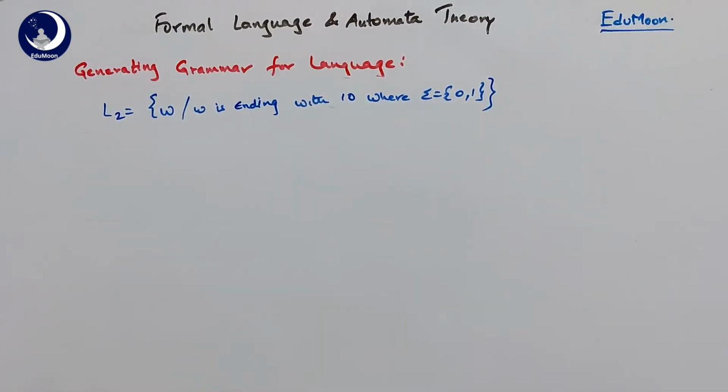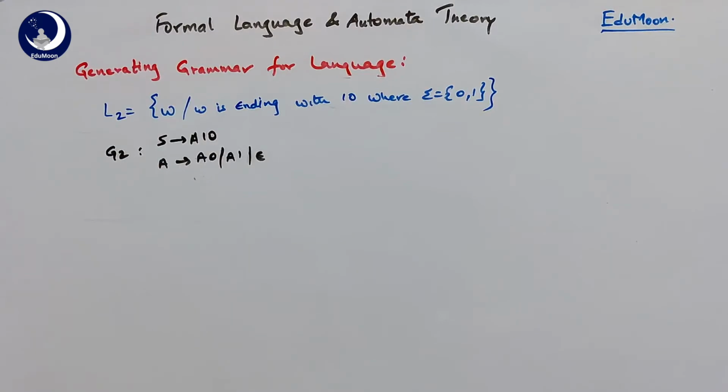Now as a second example, we take another language L2. L2 generates the strings W, where W ends with 10. The previous example was strings starting with 01, and now these are strings ending with 10. So G2 is the grammar that generates the strings of the L2 language.